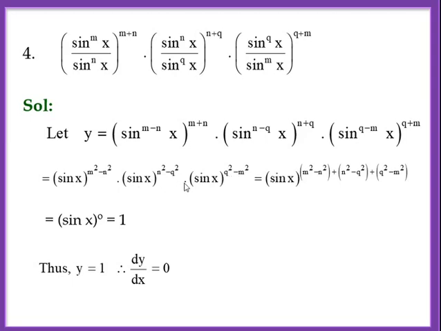As the base is the same, we are supposed to add all the indices. What is the addition of indices? 0. So sin x raised to 0, which is nothing but 1. We have to assume that sin x is not 0, otherwise this will not be defined. So we consider sin x to be non-zero, raised to 0 is 1. Now as y is 1, what is its derivative? Derivative of any constant is equal to 0.